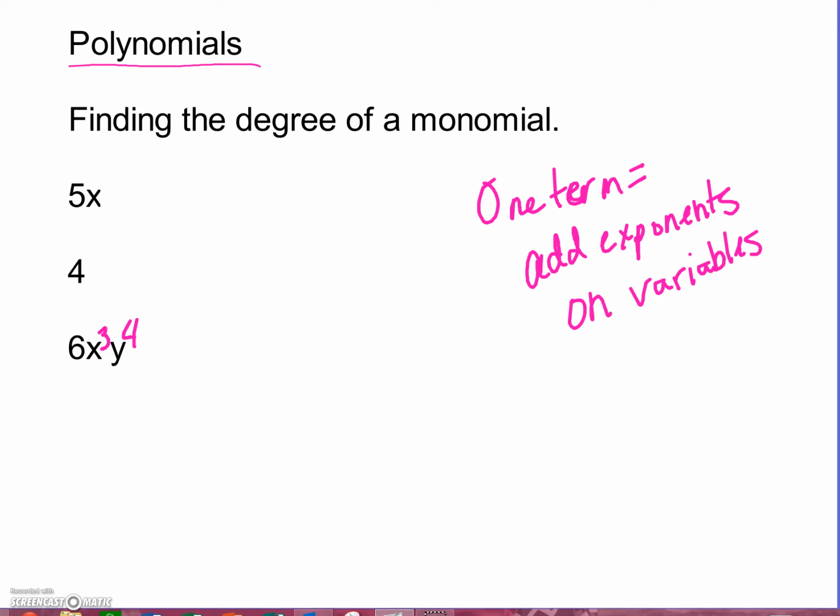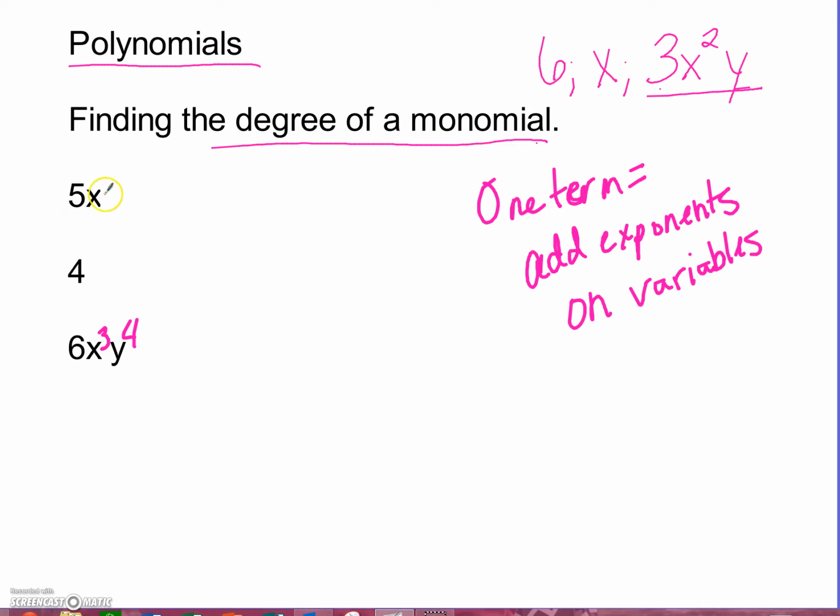Okay, so you may have to find the degree of a monomial. Remember, a monomial is either a single coefficient, a single variable, or you could have something that looks like 3x squared y. It's one big multiplication problem. Notice you don't see any addition signs. Okay, so when we're finding the degree of a monomial, this is when we have one term, we add the exponents on the variables.